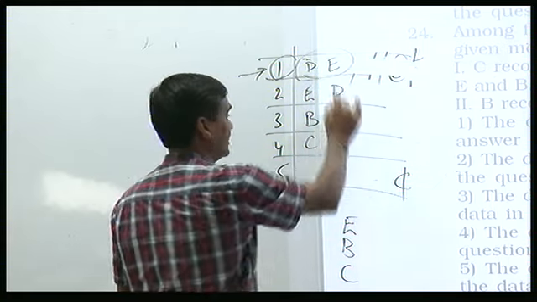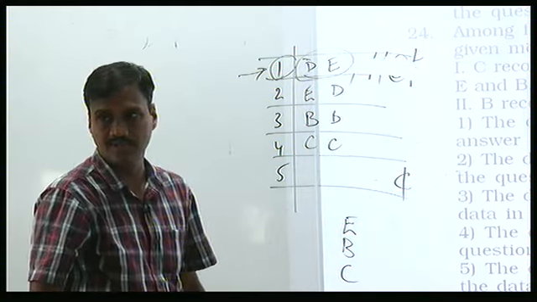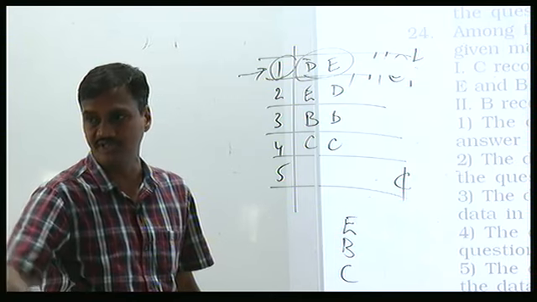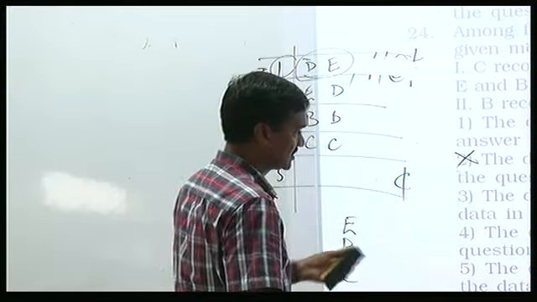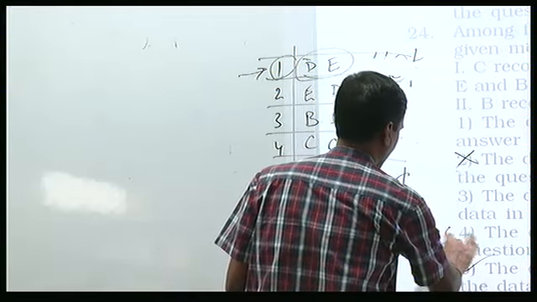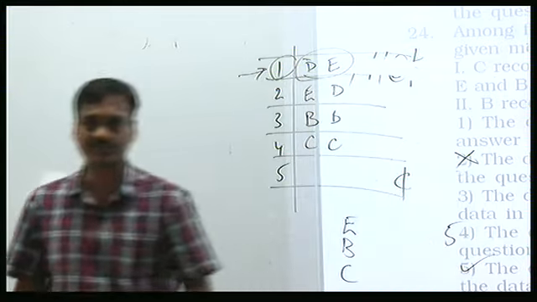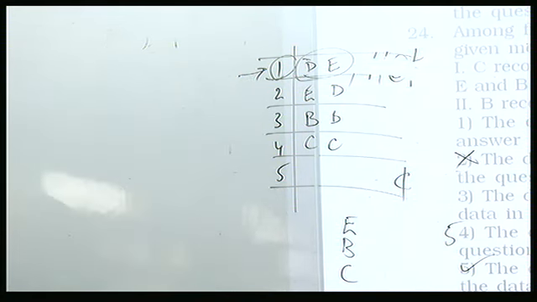The first one could be either D or E. And am I getting a unique answer? No, more than one answer. Hence 2 alone is not sufficient. Hence only 1 alone is sufficient. Choice 5. Question number 24, choice 5 is the answer.